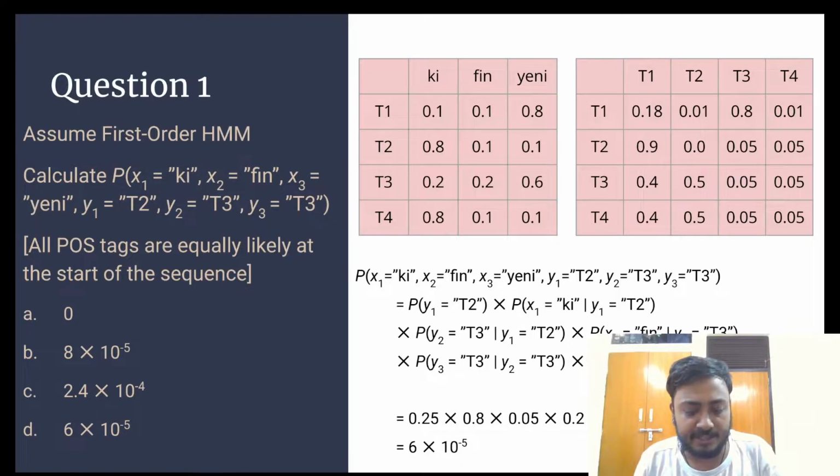Because it has been mentioned that all POS tags are equally likely at the start of the sequence, the first term, the probability of y1 being t2, is 1 by 4. There are 4 tags, so 0.25, and the rest of the values you can get directly from the two tables, and that is how we come up with this answer. This is more or less similar to whatever we have done in the previous week.